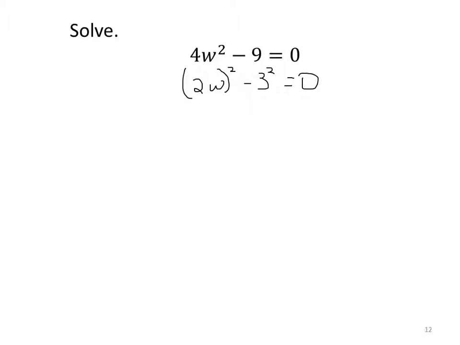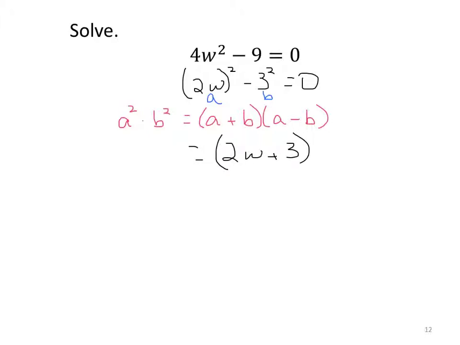But first of all, the formula for the difference of squares is a squared minus b squared, and this is very important. We'll be using this throughout the semester, is a plus b times a minus b. And so 2w is your a and 3 is your b. So we have 2w plus 3 times 2w minus 3 equals 0. So now we factored it, but we're not done.